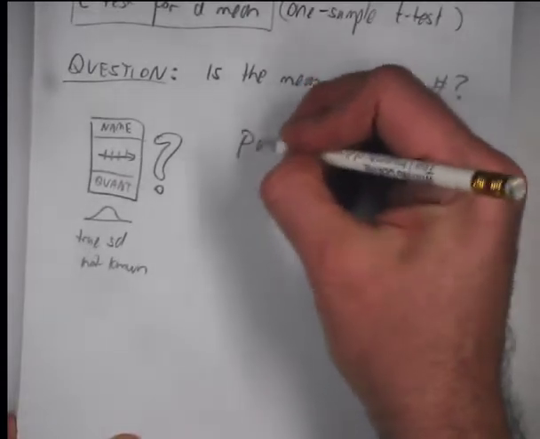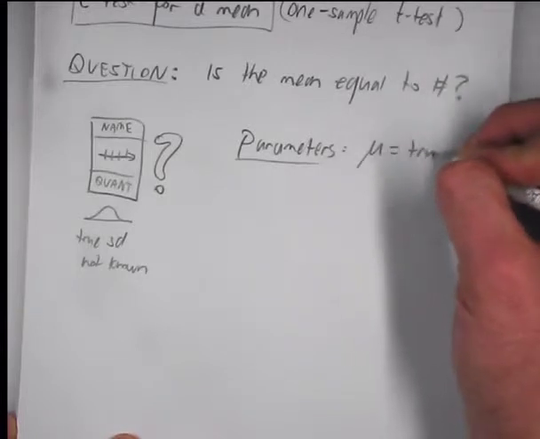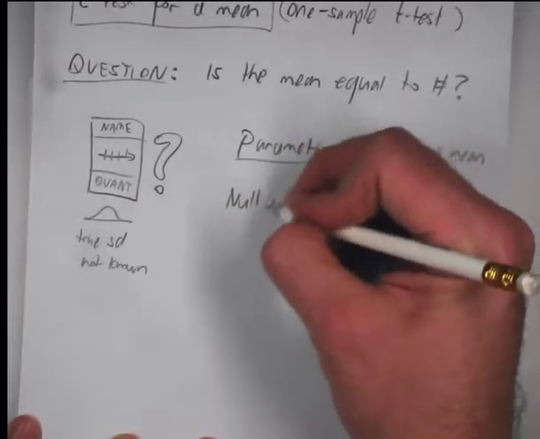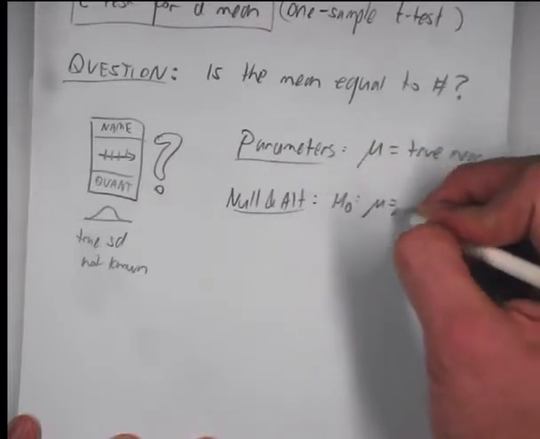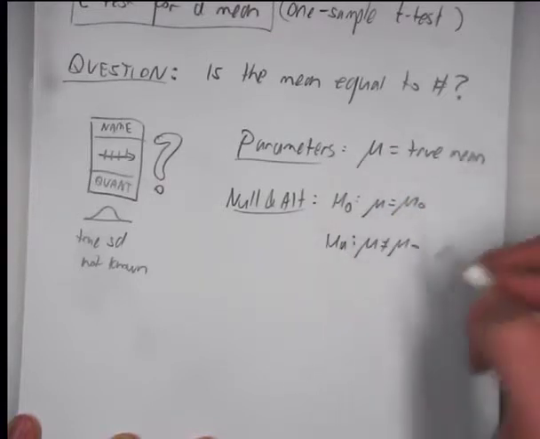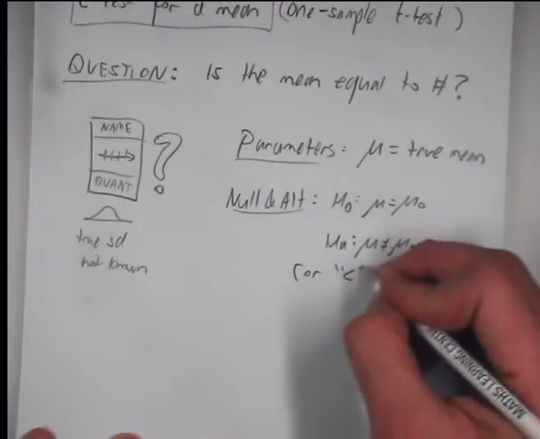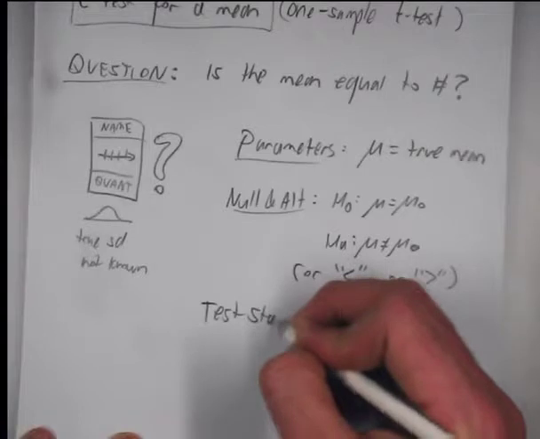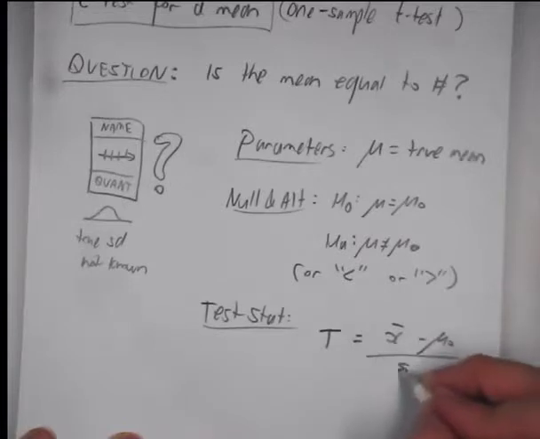Let's see. Parameters is still the mu, which is equal to the true mean of whatever the variable is. The null and alternative are the same, or the greater than or the less than as well. Okay, the test statistic is a t, which is x bar minus mu naught divided by s on root n.